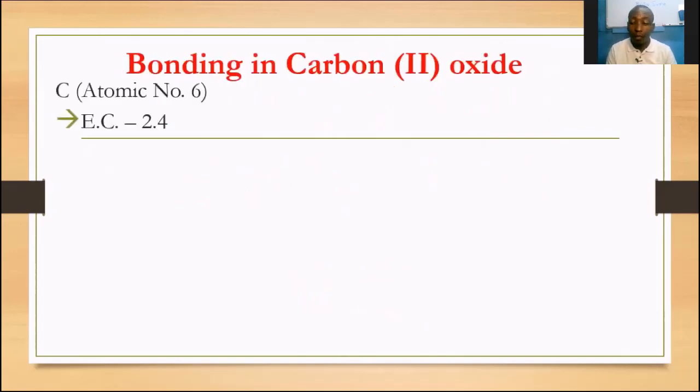The bonding. So like we did with carbon four oxide, we can talk about the bonding here. Carbon, atomic number 6. Oxygen, atomic number 8. The carbon atom requires 4 to be complete. Oxygen requires 2, again to be complete. So let's see how exactly the bonding will look.